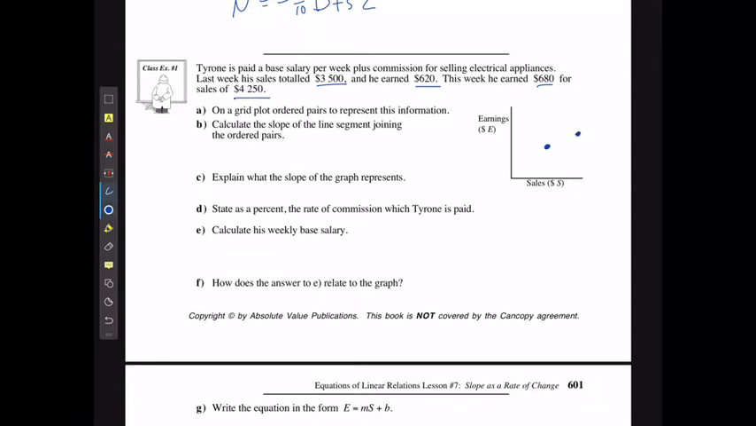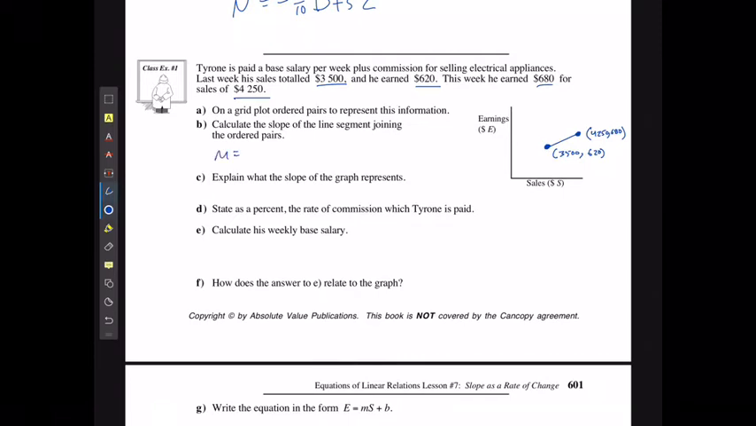It's not going to be exact, but I'm going to state that one of them is going to be at $3,500 in sales, and he earned $620. And I'm going to say that another point is at $4,250 in sales, and he earned $680. We're going to calculate the slope of a line segment joining these 2 ordered pairs.